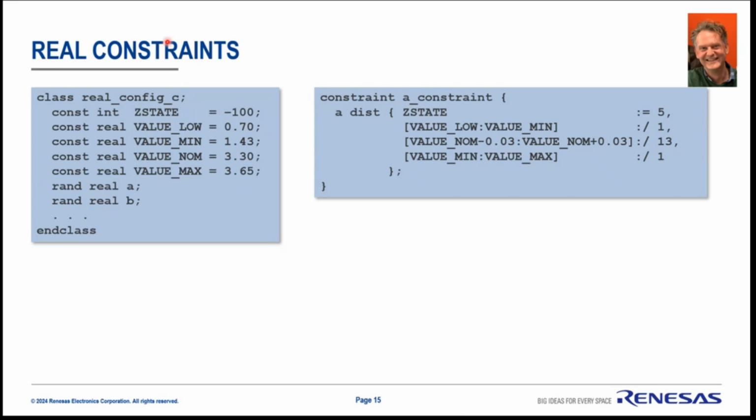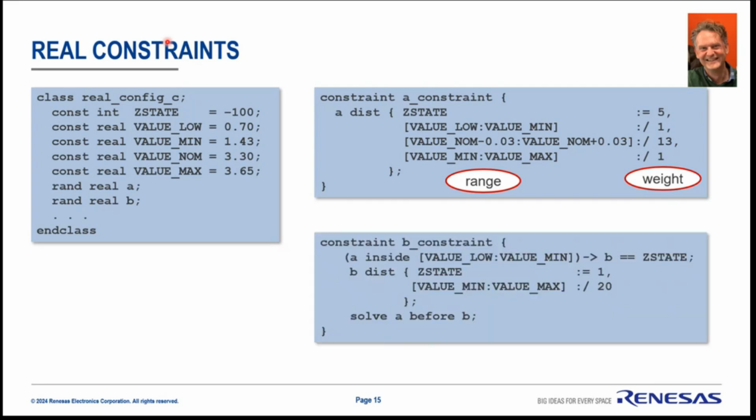The constraint on the right hand side is basically a distribution constraint. It gives a weighting distribution to any of those values. For example, the Z state value minus 100 has a weight of 5, and then you can have ranges, for example from a value low to value min, which has a weight of 1. The probability of hitting that range or single value will be the weight divided by the total of weights you have in the distribution statement.